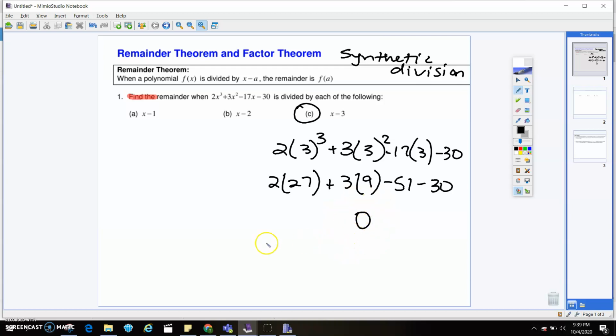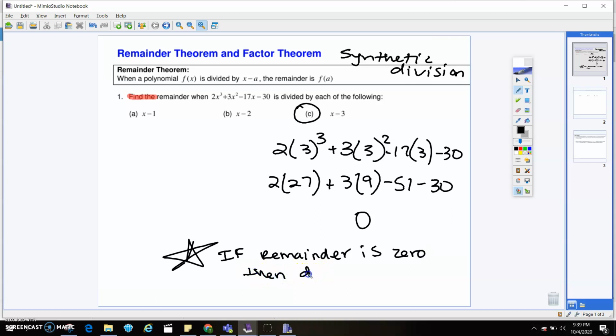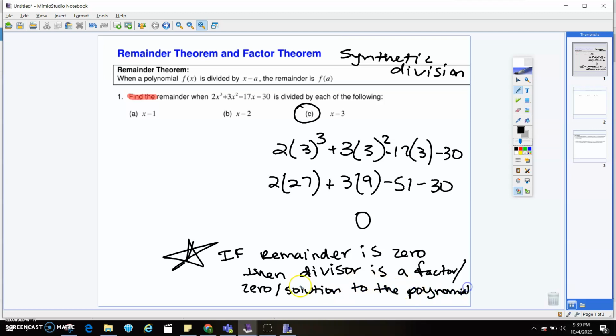Okay, so here's a really important piece. If our remainder is 0, and this is like the big takeaway. If your remainder, and I would be writing this down, is 0, then your divisor is a factor slash a 0, a solution to the polynomial, or also called an x-intercept.